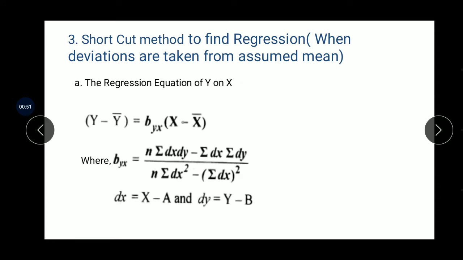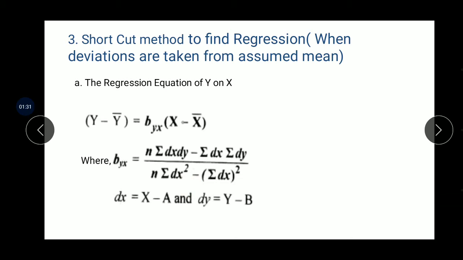Whenever we have very large values of the x series and very large values of the y series, this method is very useful, because in finding byx and bxy, we need to find dx and dy, we need to find x minus x bar. If the values of the x series are very large, then x bar will be very large, and subtracting those things will become difficult. So this method is useful whenever we have very large values in the x series and y series.